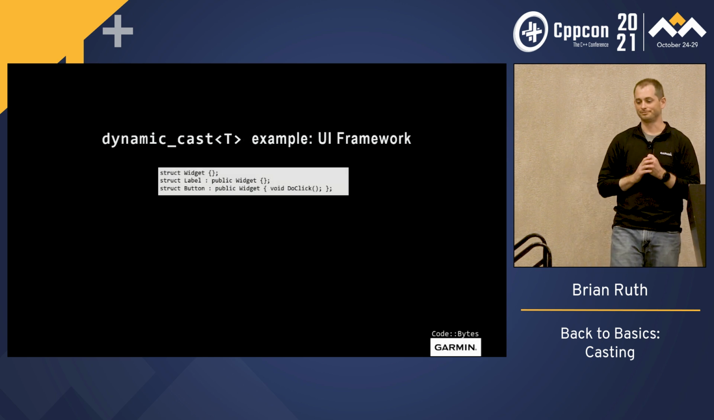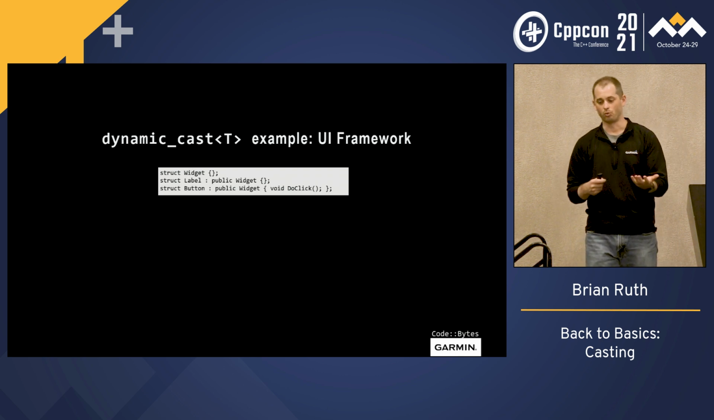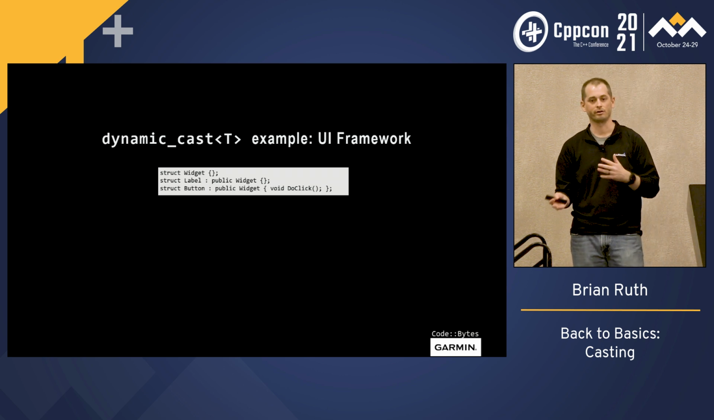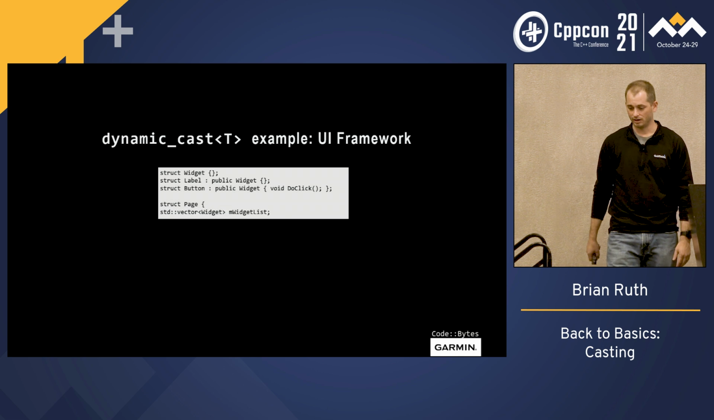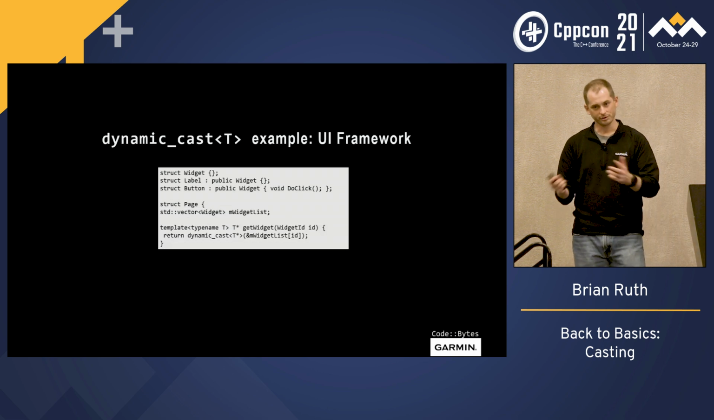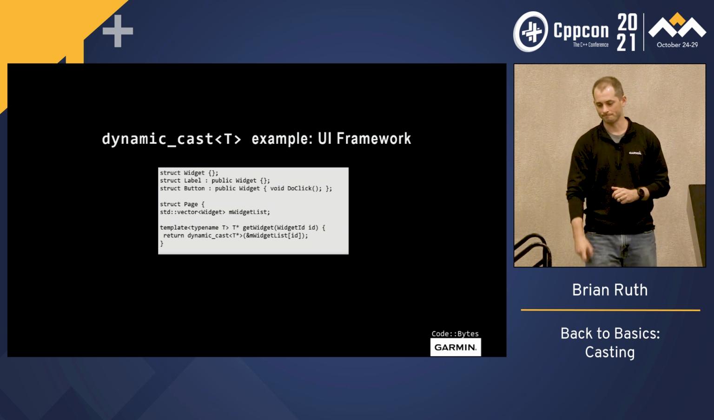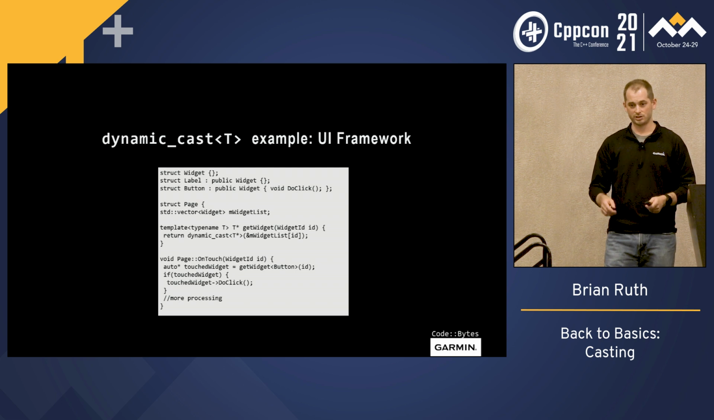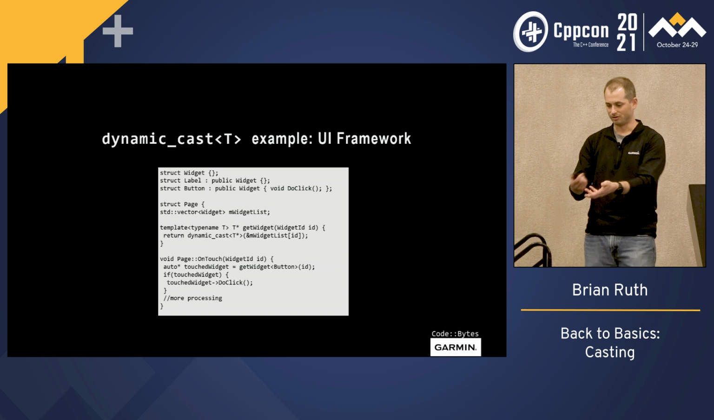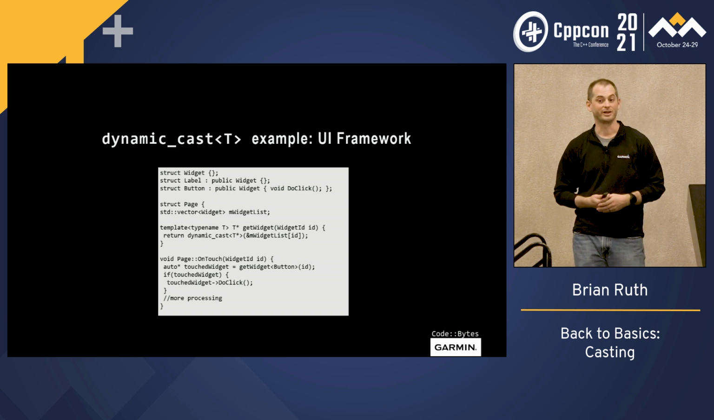So where would that be useful? An example is in a UI framework. Here we've got a widget, and both a label and a button, and they both inherit from the widget base class. We've got a page that has a whole bunch of widgets, and you want to be able to retrieve these widgets based on some type of ID to perform some action on them. When someone touches the screen, it gives you the ID of whatever widget was touched. If someone touches a label, you don't necessarily want to do anything. But if someone touches a button, you want to treat it like a click.